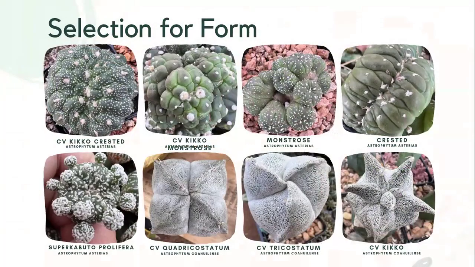And these are the monstrous and the crested ones, the Kikko cristata, the trichostatum. And this one is the Super Kabuto florifera cultivar, which has the ability to branch. And this is the crested Kikko here.